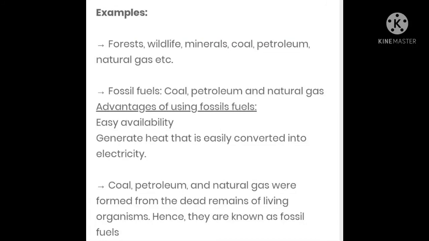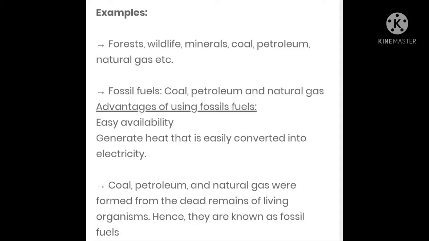Forests, wildlife, minerals, coal, petroleum and natural gas are present in nature, but in limited quantity. If we keep on continuously using them, the day will come when we will not get these resources. They will be extinct. Fossil fuels like coal, petroleum and natural gas are also examples of exhaustible natural resources.